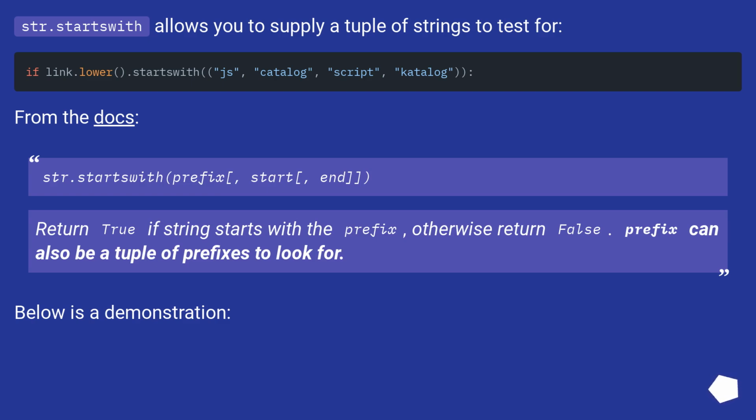str.startswith allows you to supply a tuple of strings to test for. From the docs: str.startswith(prefix, start, end) returns True if the string starts with the prefix, otherwise returns False. Prefix can also be a tuple of prefixes to look for. Below is a demonstration.